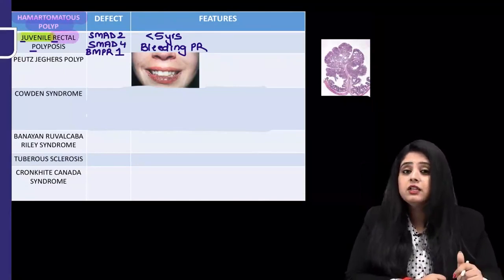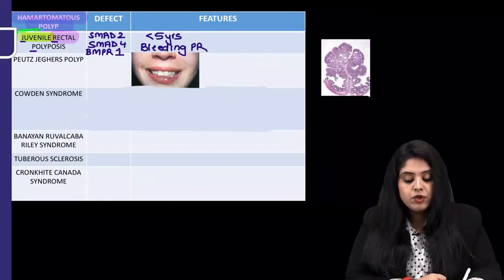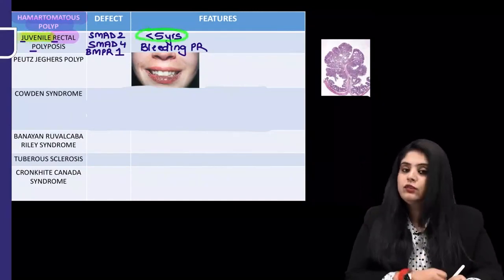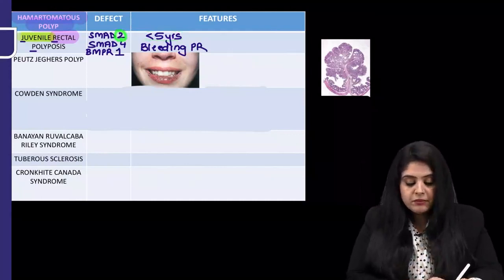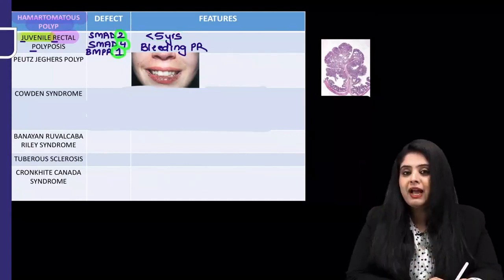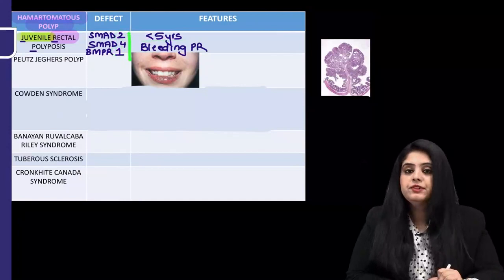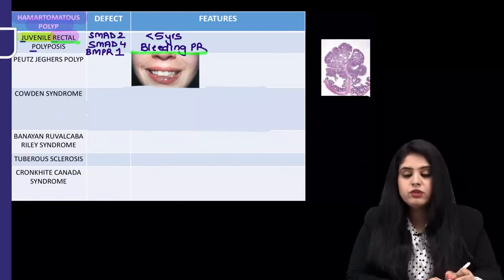So how have I learned the genetics? Everything about juvenile rectal polyp is juvenile. It is going to be age also less than 5. Look at the genetic numbers. They are also all small numbers. SMAD2, SMAD4, BMPR1. They are also less than 5. So age is also less than 5 and the genetic numbers are also less than 5. That is how juvenile it is. Rectum means there's going to be bleeding PR.